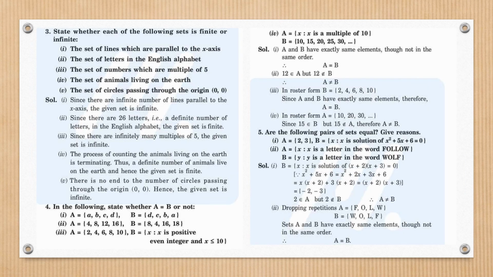State whether each of the following sets is finite or infinite. The set of lines which are parallel to x-axis. You know that there are an infinite number of lines parallel to x-axis. So this set is infinite. The set of letters in the English alphabet. It is very clear there are 26 letters. So it's a definite number of letters. So it is a finite set.